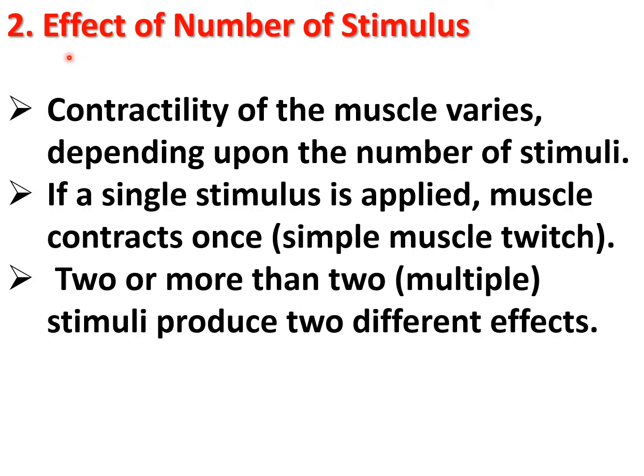Then the second factor is effect of number of stimulus. Contractility of the muscle varies depending upon the number of stimuli. If a single stimulus is applied, the muscle contracts once, and that is a simple muscle twitch, and the graphical recording of that is known as simple muscle curve. Two or more, multiple stimuli, produce different effects.